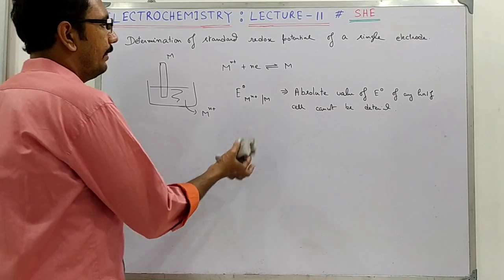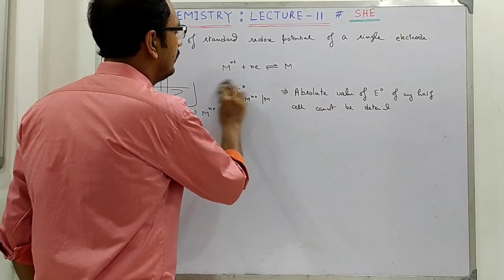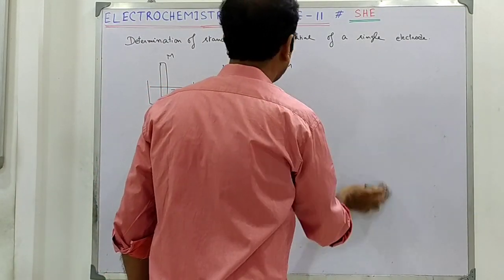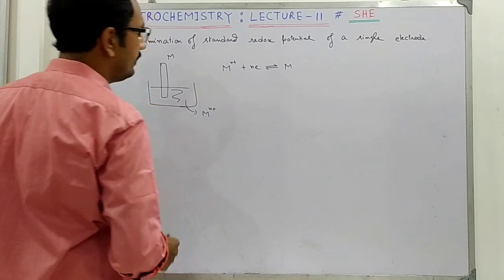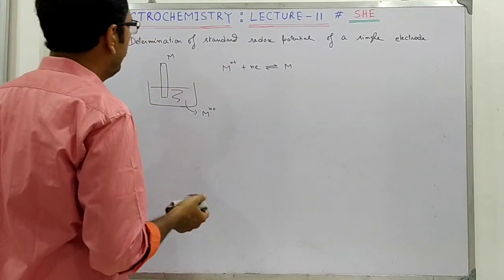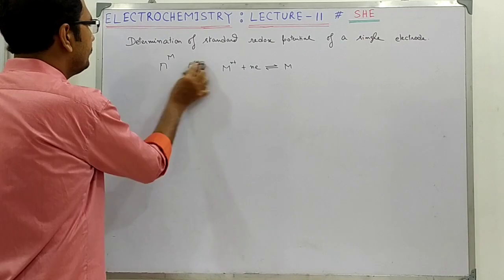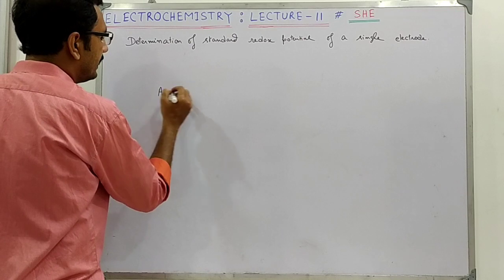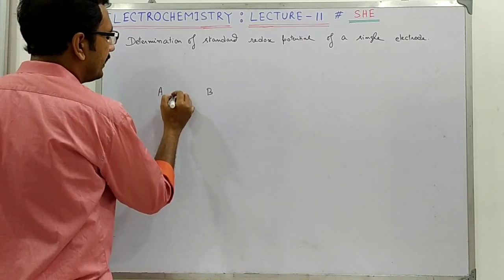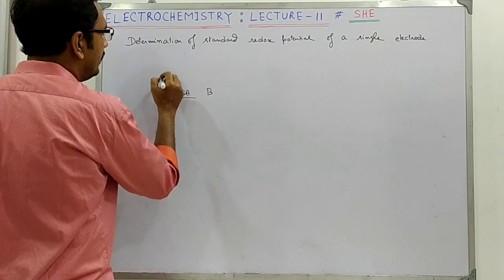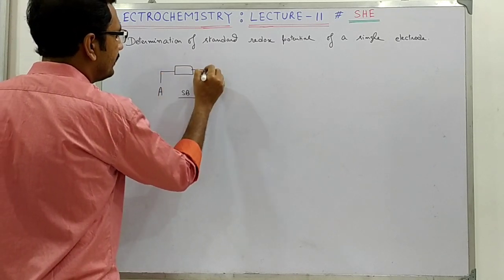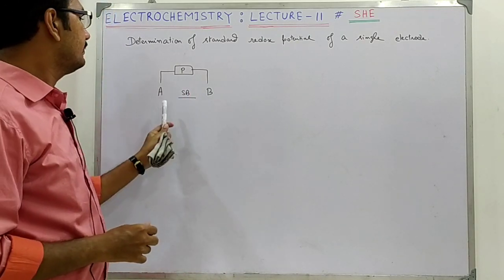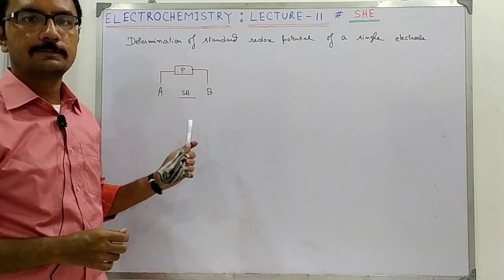Now, we have an instrument named potentiometer that I have discussed in an earlier lecture, how to use it and what is the purpose of using it. With the help of a potentiometer, if I have two half cells, say A and B, and I connect them with a salt bridge internally and externally with the potentiometer, then what will this give? It can give the electromotive force of this cell.